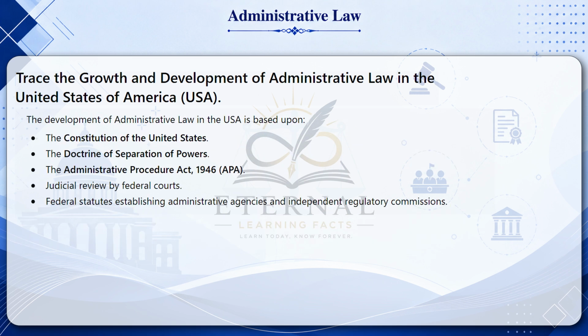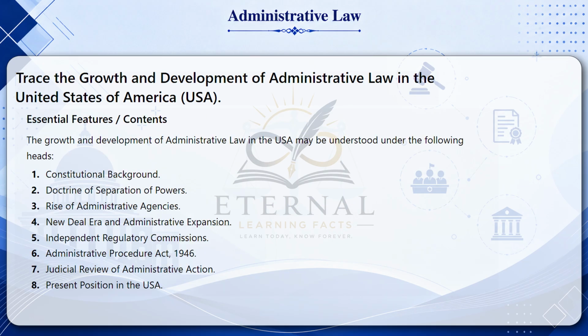Legal provision. The development of administrative law in the USA is based upon the Constitution of the United States, the Doctrine of Separation of Power, the Administrative Procedure Act 1946 (APA), judicial review by federal courts, federal statutes establishing administrative agencies and independent regulatory commissions.